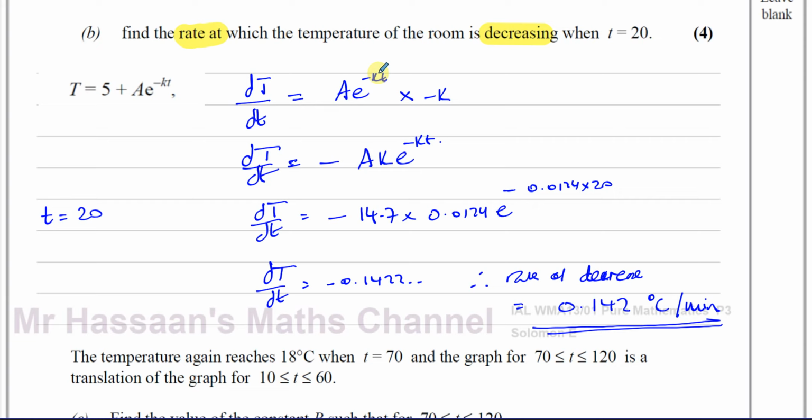For example, if I said to you the temperature went down from 5 degrees to 2 degrees, by how much did the temperature decrease? It's decreased by 3 degrees. You don't say it's decreased by negative 3 degrees, because the word decrease means gone down. So the same thing here. The rate of decrease is 0.142 degrees Celsius per minute. So that's the answer for part B.